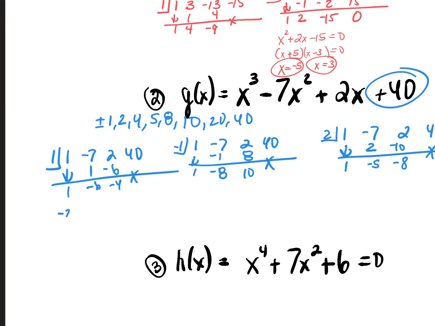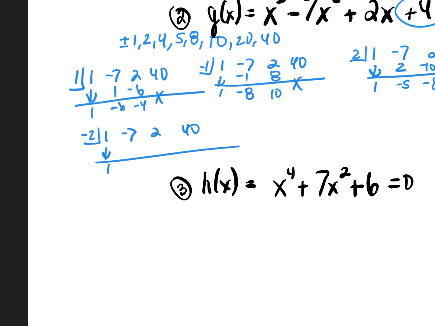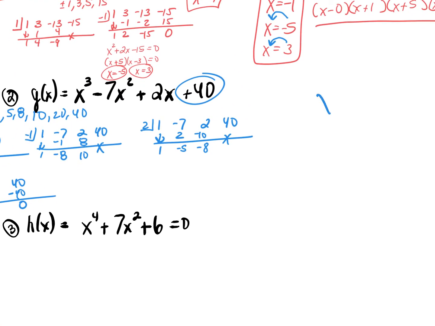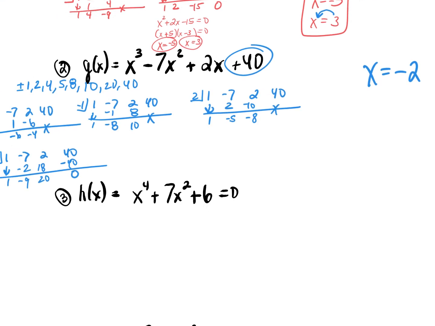Okay. Let's try negative 2. It's all right. It's good practice. All right. Bring down the 1. 1 times negative 2 is negative 2. Negative 7 and negative 2 is negative 9. Negative 9 times negative 2 is positive 18. What's 2 and 18? 20. What's 20 times negative 2? Negative 40. Woohoo! What's 40 and negative 40? 0. So what did you guys just show me? This one works. x equals negative 2, correct?